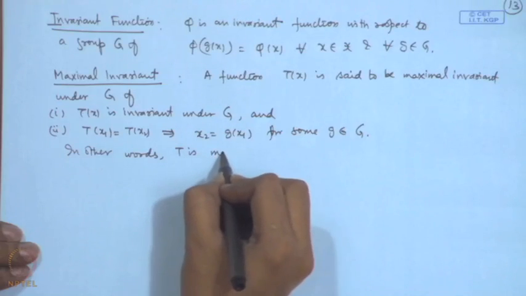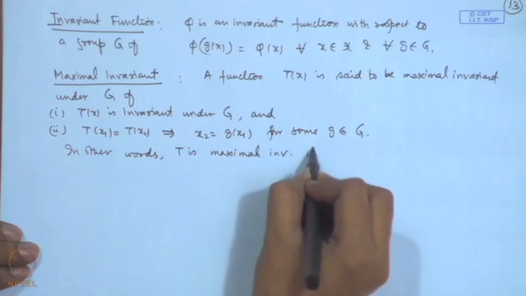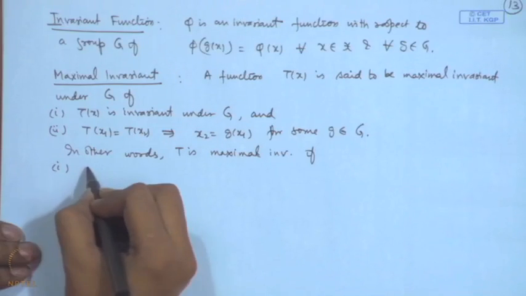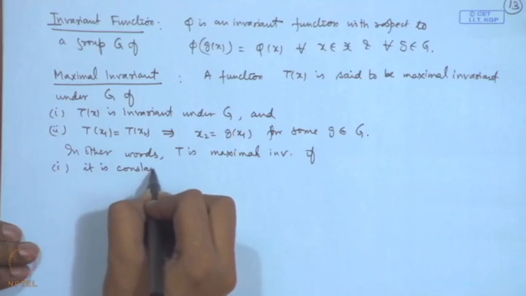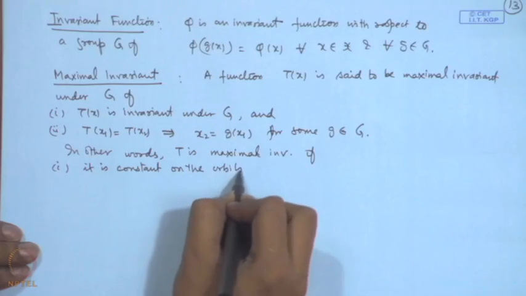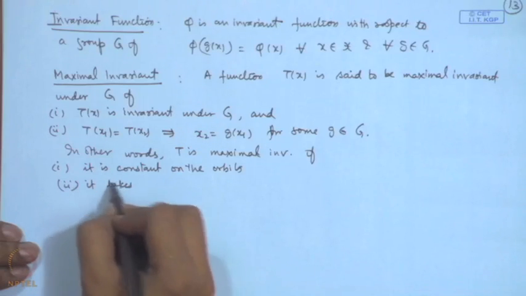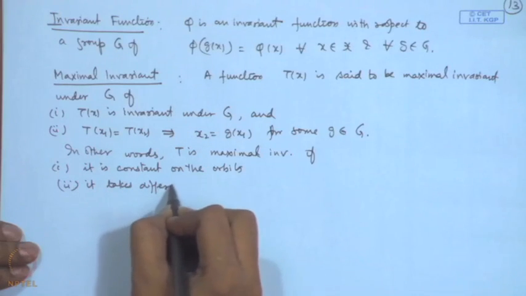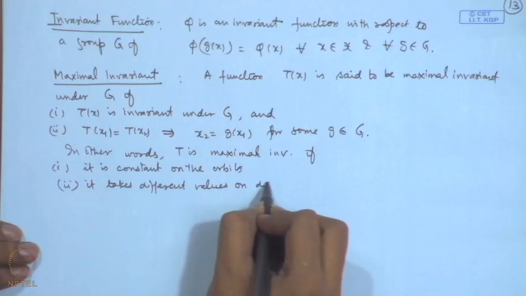T is maximal invariant if it is constant on the orbits, and secondly it takes different values on different orbits.